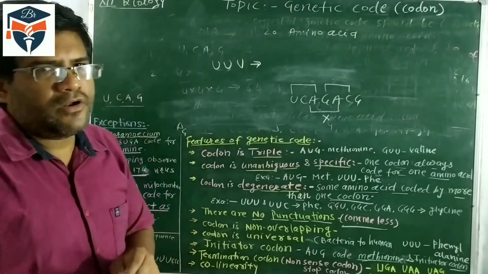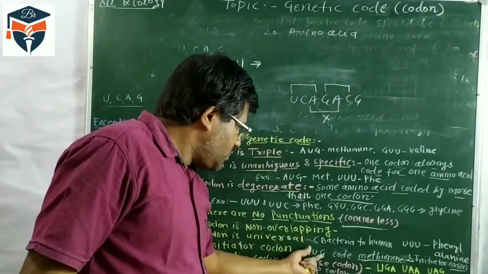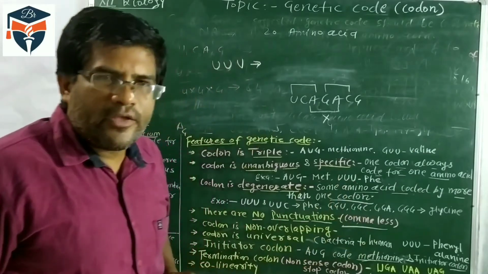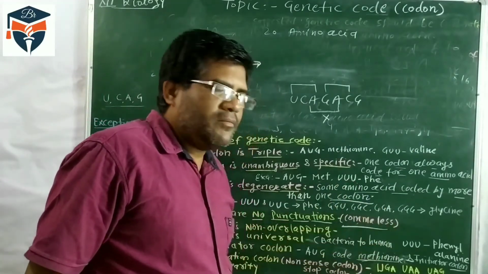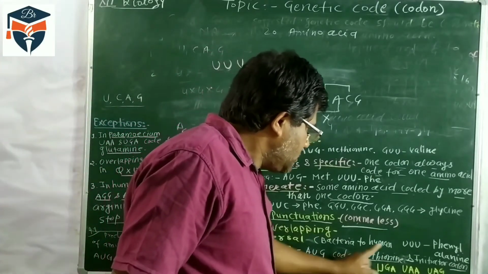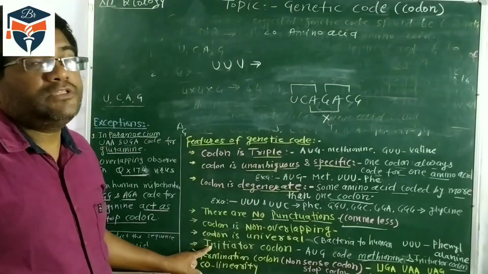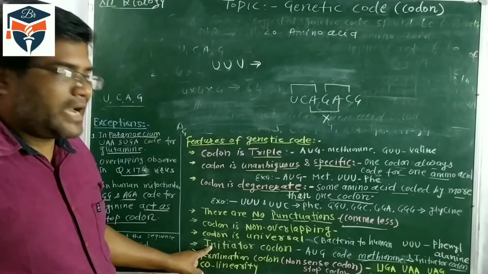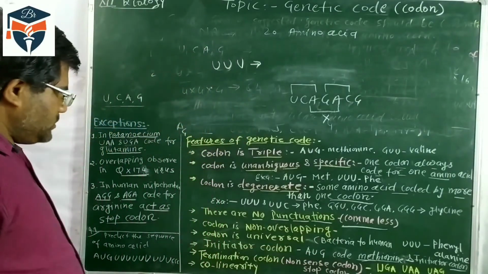Now this AUG has two important, or dual, roles. Number one, it codes for the amino acid methionine. First function, AUG codes for the amino acid methionine. And the second function of AUG is that it acts as the initiator codon. It means the protein synthesis process is started by the AUG.